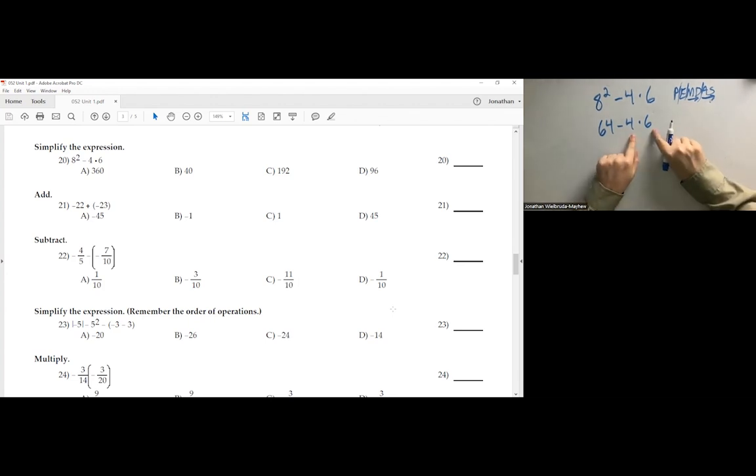Next, order of operations would have us do the multiplication before the subtraction. 4 times 6 is 24. Finally, 64 minus 24 is 40.